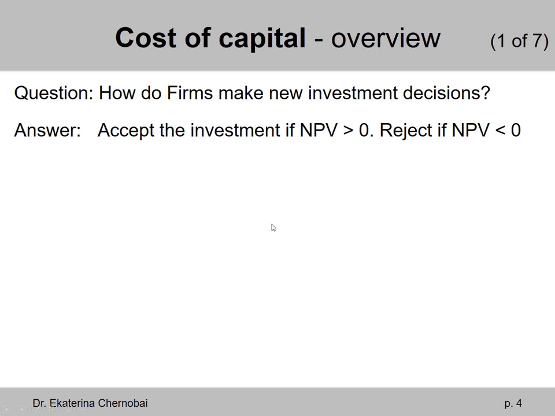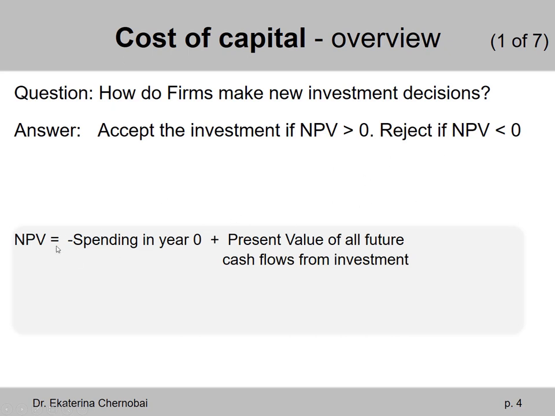Okay, let's look at the big picture of what chapter 14 is all about. It's actually pretty simple. Let's start with something you already know well from our earlier chapters. Question: How do firms make new investment decisions? The answer is, in chapter 9 we looked at 4 very different ways to evaluate an investment opportunity, and the winner was the net present value criteria. A project or an investment should be accepted if its net present value, NPV, is greater than 0. Otherwise, the project should be rejected.